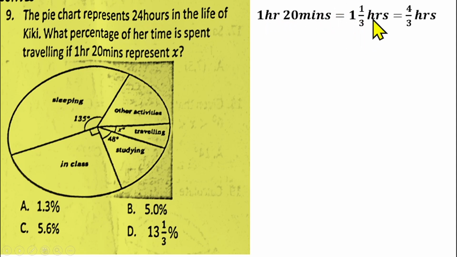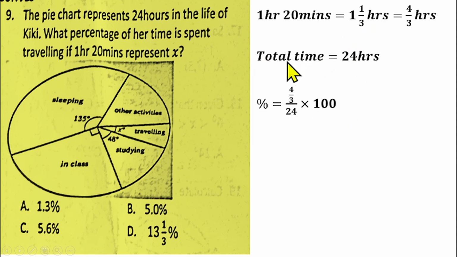1 hour 1/3 hours, which is 4/3 hours rather. So from there, total time that is spent is 24 hours. Then we want to change this. We want to find the percentage of our time spent traveling. That will be the time spent traveling out of 24 hours. That is 4/3 divided by 24 multiplied by 100.